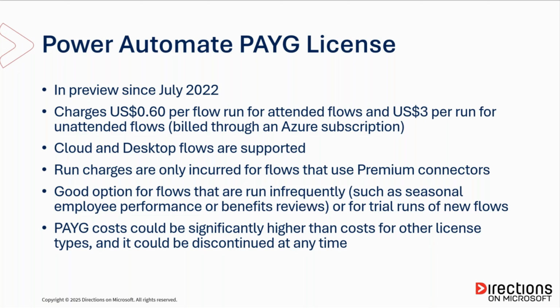This pay-as-you-go billing could be used instead of purchasing premium process or hosted process licenses, depending on the type of flows that you're using it with. And it could be a good option for flows that are run infrequently, such as those seasonal employee performance or benefit reviews, or for trial runs of new flows. However, pay-as-you-go costs could be significantly higher than costs for other license types. So be careful where you turn this on if you're going to go with it. Also, the preview nature of the offering, which is kind of odd. I'm not sure the intent of that, why it hasn't just become generally available. And it could, but since it is in preview, it means it might be discontinued at any time without much advance notice.